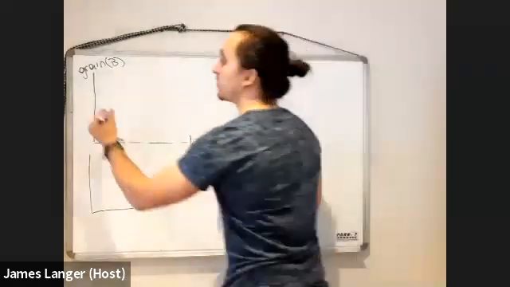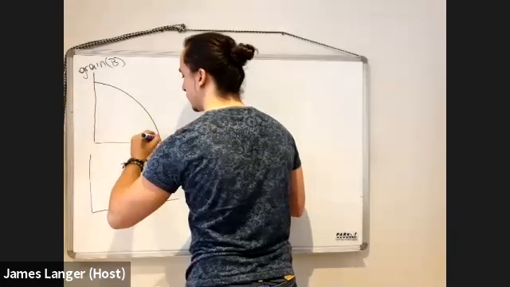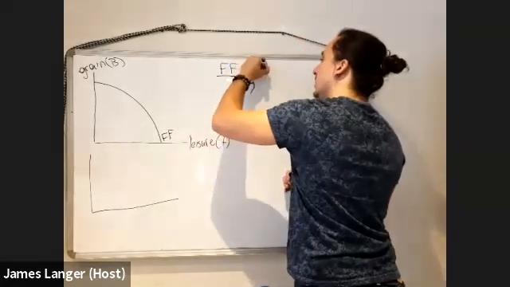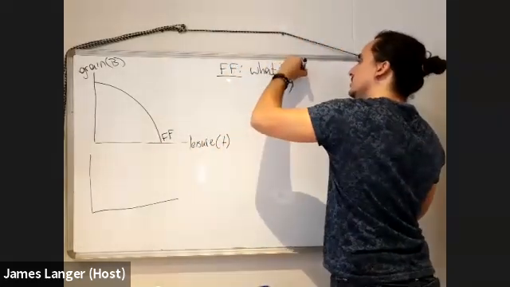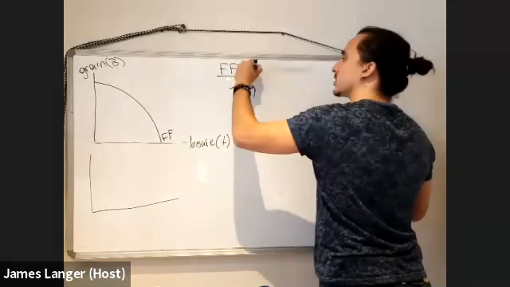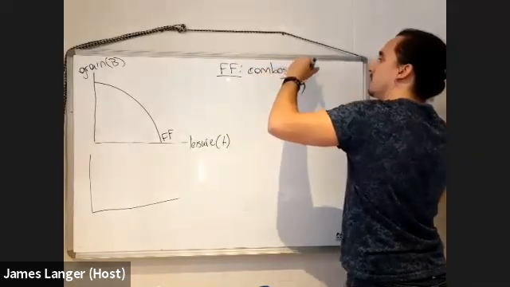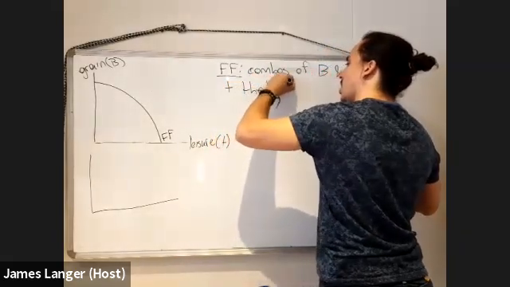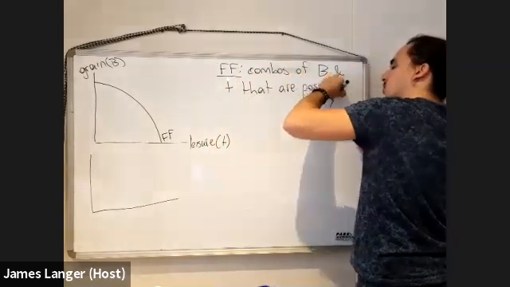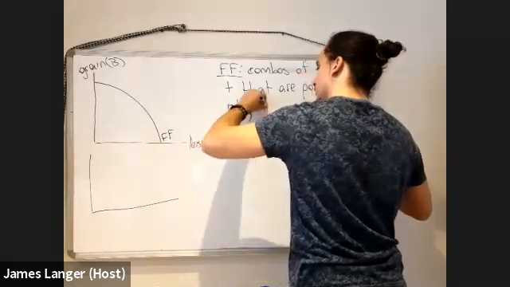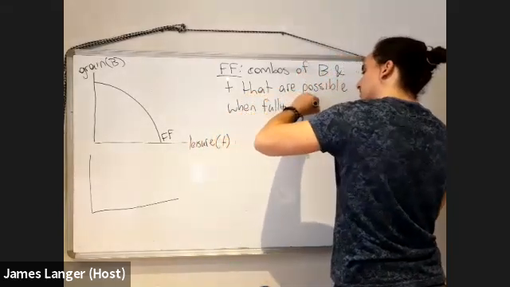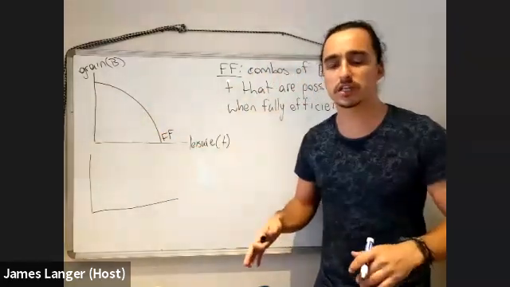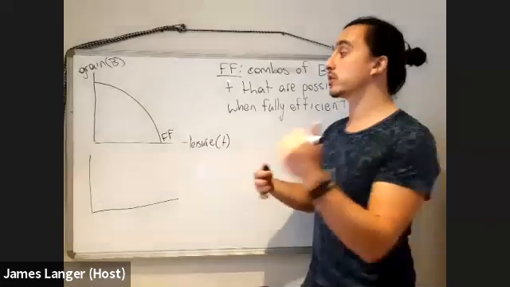All right? And so we've got the feasible frontier. Remember the feasible frontier, FF. The feasible frontier shows what combinations of B and T are possible, right, when fully efficient. So we obviously know that we're able to exist on the inside of this, but we're not interested in that. We know that we're always going to be at sort of full efficiency.